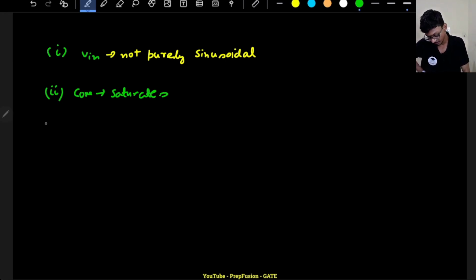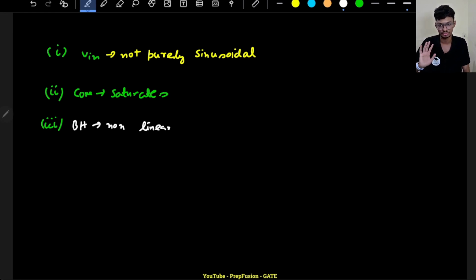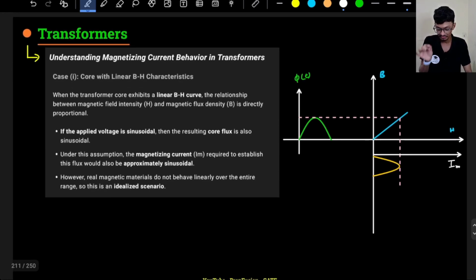If my flux is not purely sinusoidal, why is it not purely sinusoidal? There can be many reasons, like if my BH curve is non-linear. If my BH curve is non-linear, then for a sinusoidal current the flux will not be sinusoidal. We will see this. So these are the few phenomena due to which the flux can be non-sinusoidal. If the flux is non-sinusoidal, the induced EMF will be non-sinusoidal. If the induced EMF is non-sinusoidal, the output voltage will not be sinusoidal. There can be problems.